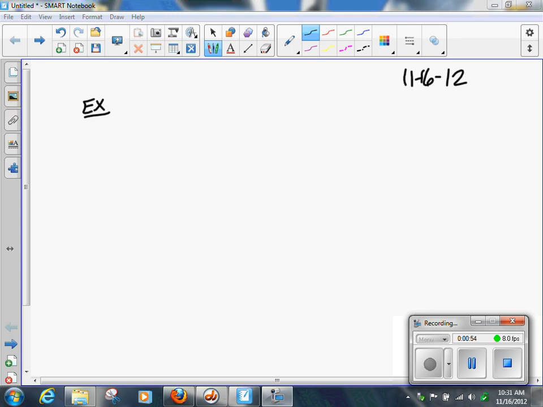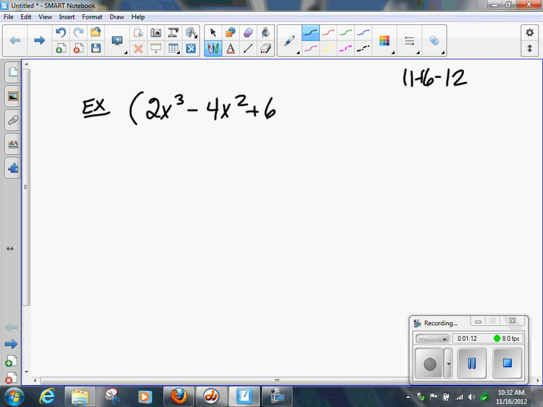All right. Back to Algebra 2. What about dividing something like this? 2x cubed minus 4x squared plus 6 divided by x plus 1.